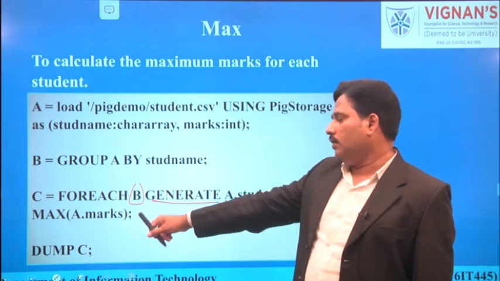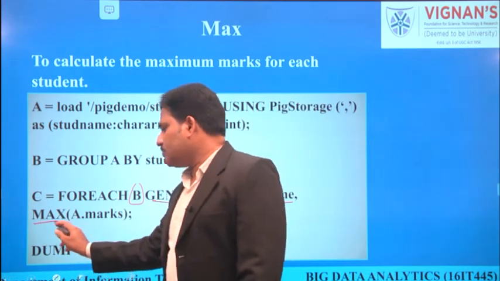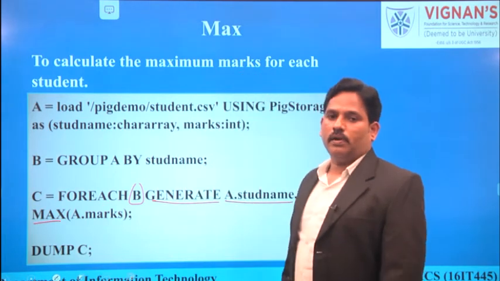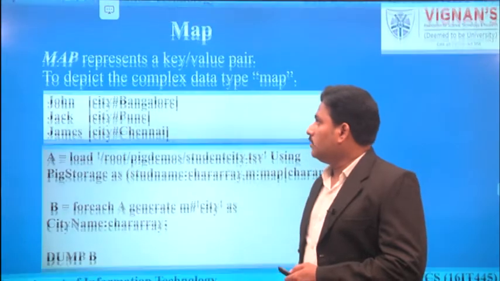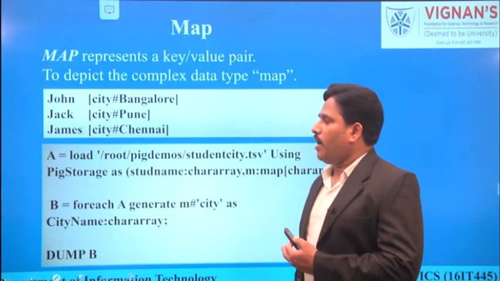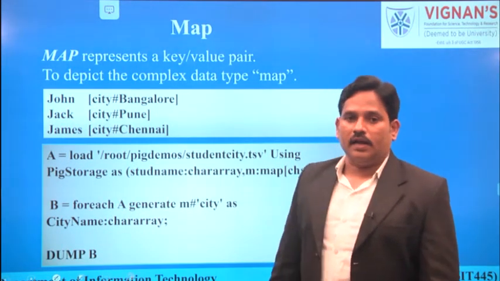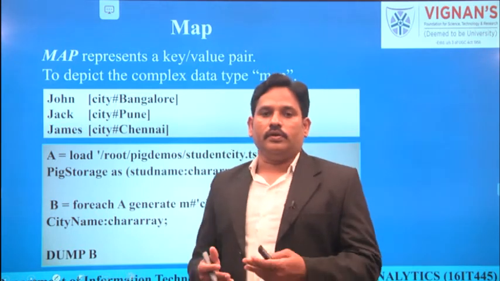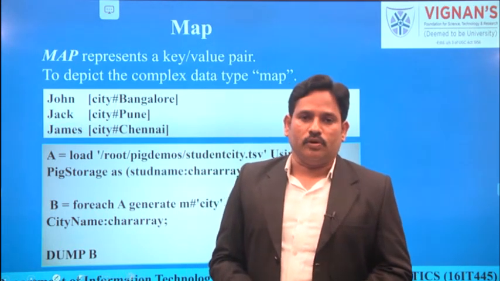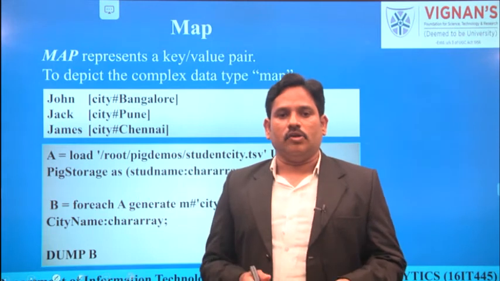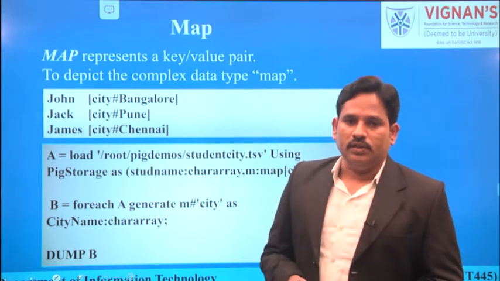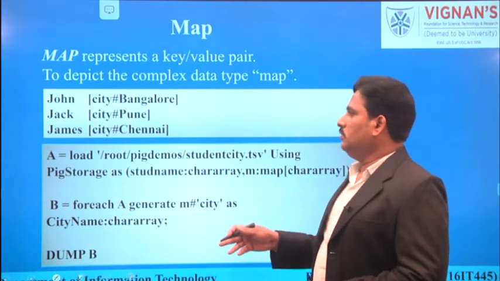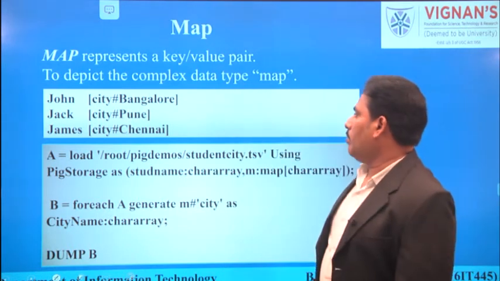In the previous example we applied the average keyword. Now we are using a keyword called max. Max is an operator, A dot marks. In the same manner we can perform the map operation, but map is not an aggregate operation. When we want to access data from the MapReduce environment, each and every record is maintained in the form of key-value pairs. So in that key-value information, we can apply the map operation.